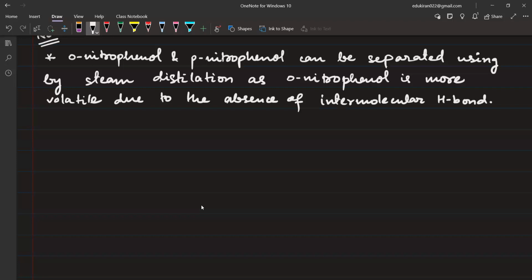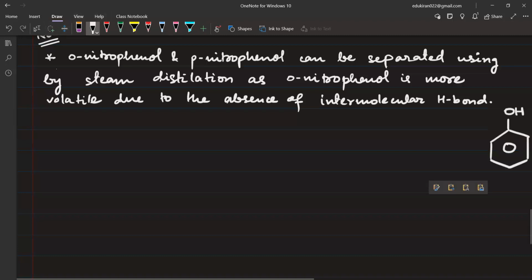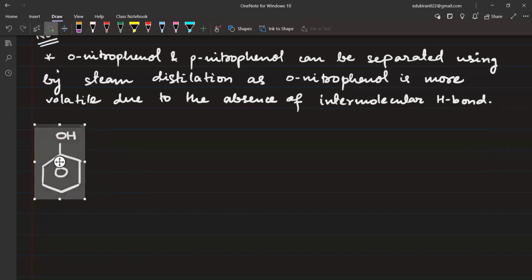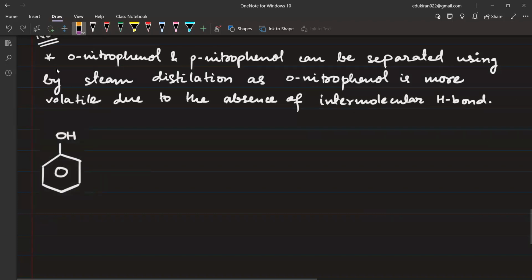So what type of hydrogen bonding? Please see. Sir, is it within the molecule? Within the molecule. So you're saying within. So OH is going to be like this.